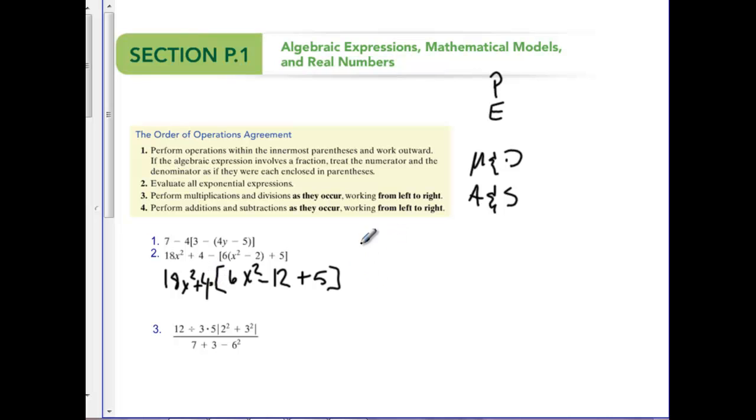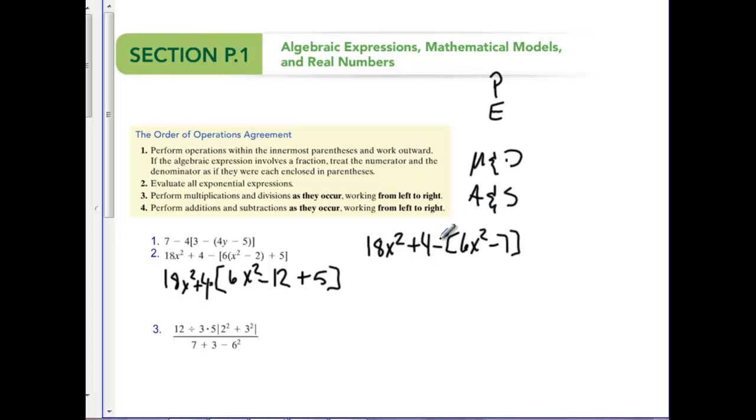All right, I'll write it bigger over here. The next thing we need to do is get rid of the brackets. Well, we can combine like terms in the brackets first to make it shorter. So we have 18x squared plus 4 minus, and then we have 6x squared, and then minus 12 plus 5 is going to give you what? Yeah, minus 7.